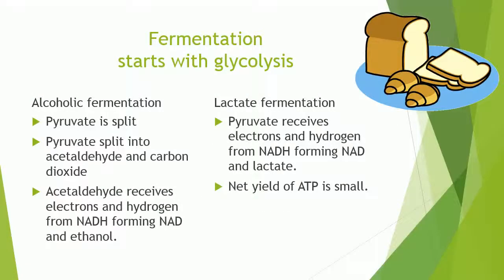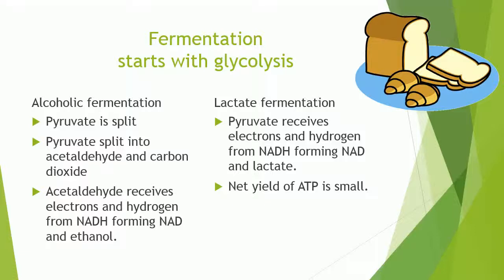Fermentation starts with glycolysis, and you have two types of fermentation. You have alcoholic fermentation and lactate fermentation. In alcoholic fermentation, pyruvate splits into carbon dioxide and acetaldehyde. Acetaldehyde receives electrons and hydrogen from NADH, forming NAD and ethanol. In lactate fermentation, pyruvate receives electrons and hydrogen from NADH, forming NAD and lactate. The net yield of ATP is small in fermentation, especially compared to aerobic respiration.